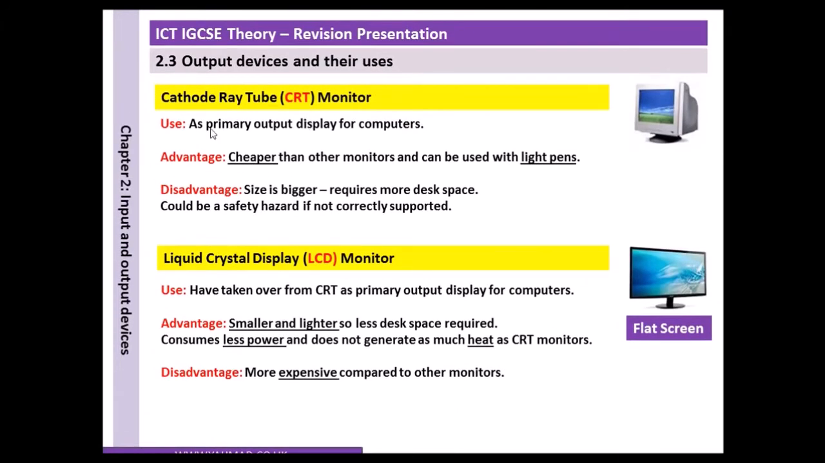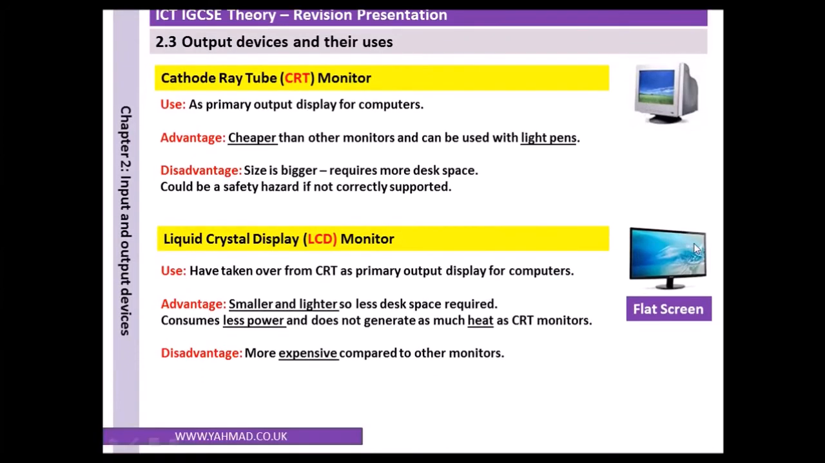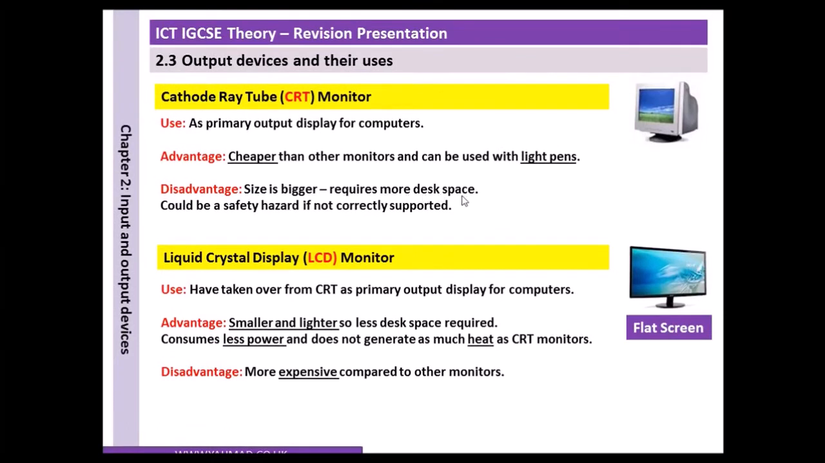So its use is the primary output display for computers, and normally a desktop computer. The advantage is it's cheaper than other monitors and can be used with light pens. However, the disadvantage is the size is much bigger compared to the flat screens, requires more desk space, could be a safety hazard if not correctly supported. The resolution may not be as good as the other monitors.